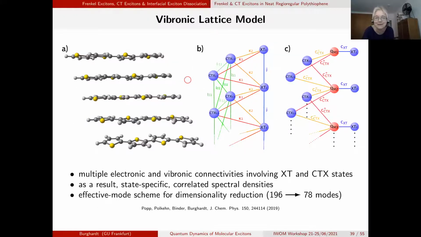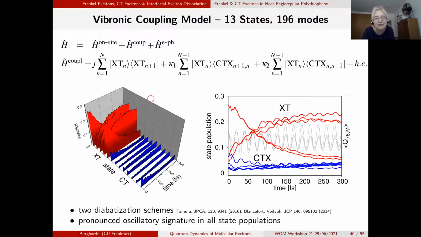femtosecond oscillations. Now we wrap all this up in this vibronic lattice model with a large number of states and modes, up to 200 modes, reduced a little bit in a second step using a dimensionality reduction scheme that we have. And then we look at the dynamics using multi-layer MCTDH.